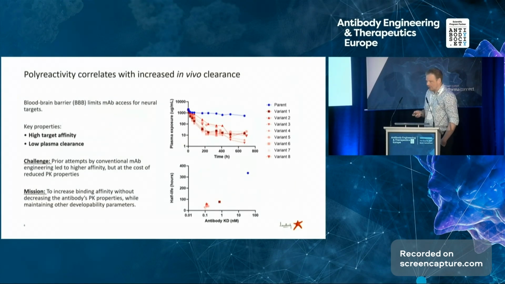So in one of our projects, we really wanted to drive up affinity. That's even more important when you have central targets. You need to cross the blood-brain barrier. That's difficult enough with the naked antibodies. We wanted to have high affinity. We wanted to have low plasma clearance. However, whenever we affinity matured, we increased the affinity to the target.